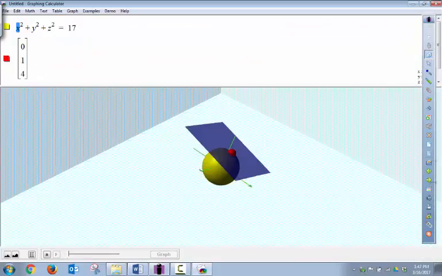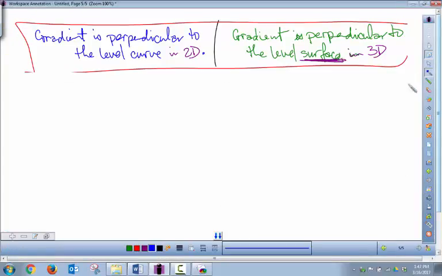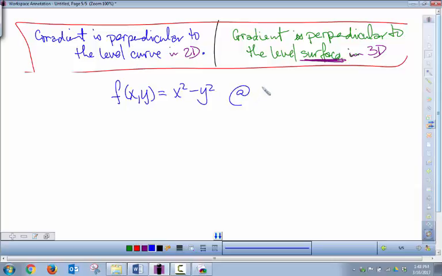So I want to just do a quick example of a function in x and y again. And let's do a simple example this time. How about x squared minus y squared at -1, 2? Okay? So let's say we wanted to find the tangent plane at this point. And the gradient is only in 2 dimensions. 2x, minus 2y.